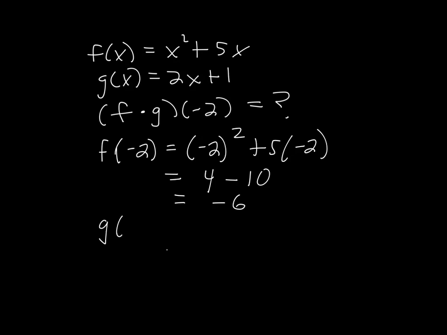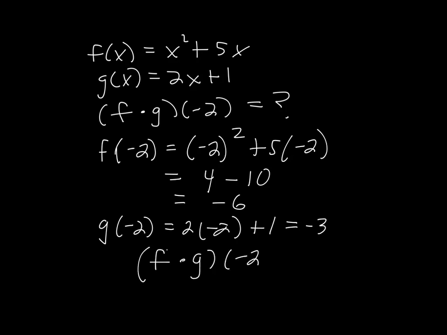Then g of negative 2 is 2 times negative 2 plus 1, which is negative 3. So f times g of negative 2 equals negative 6 times negative 3, which is positive 18.